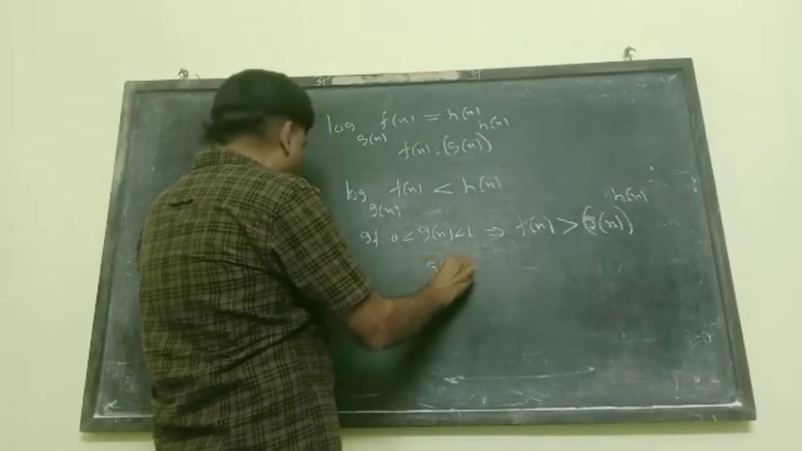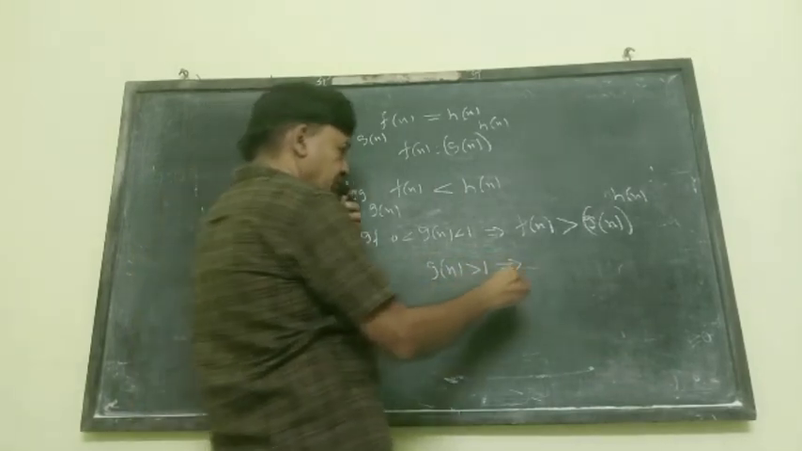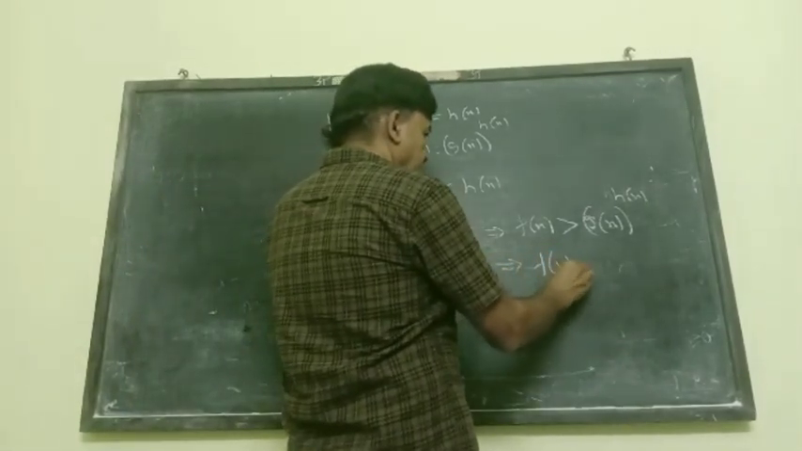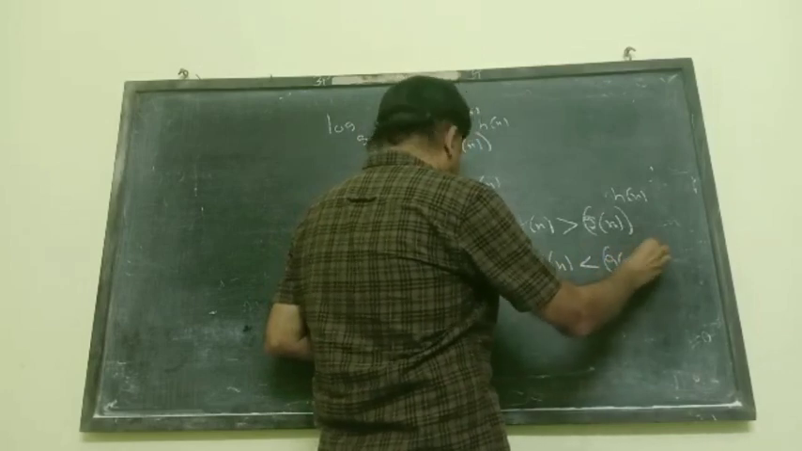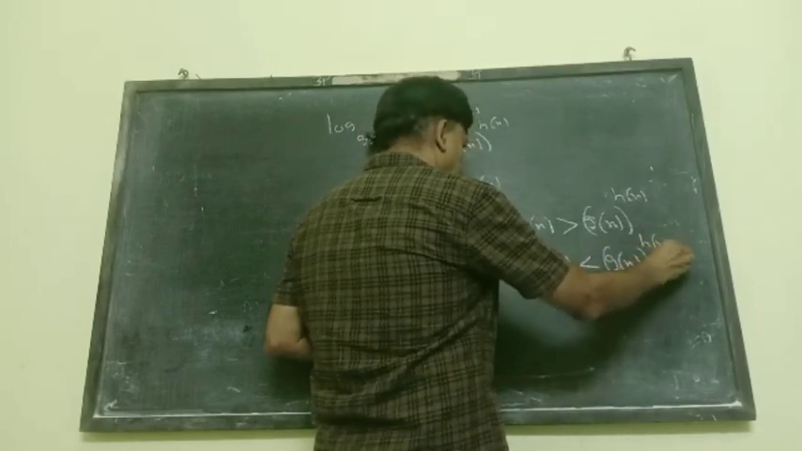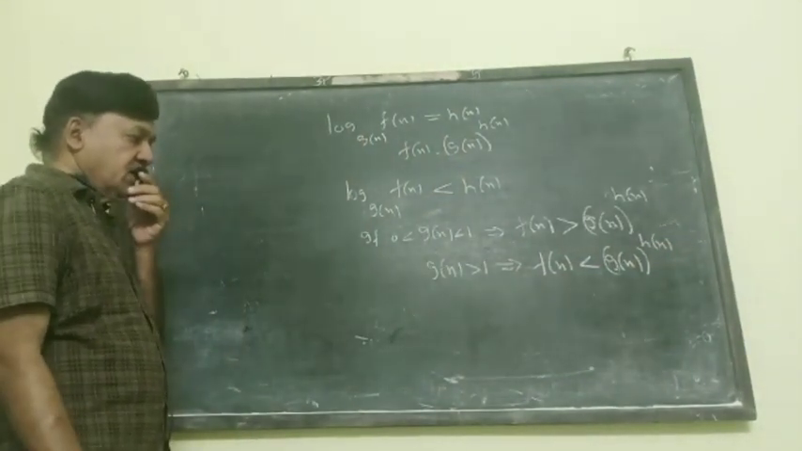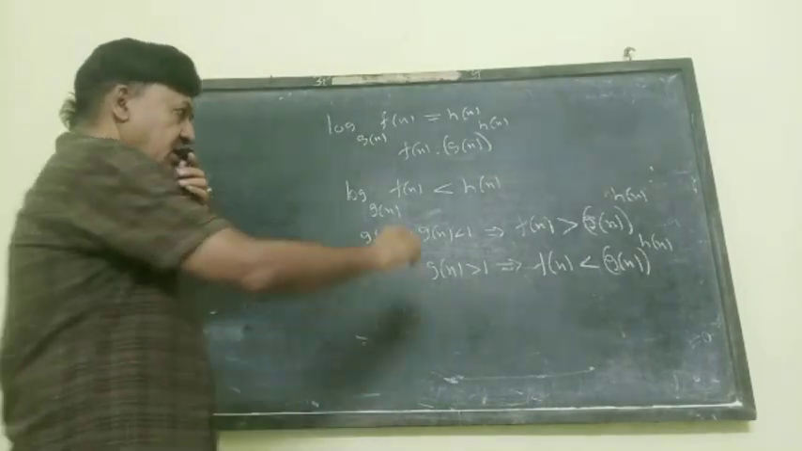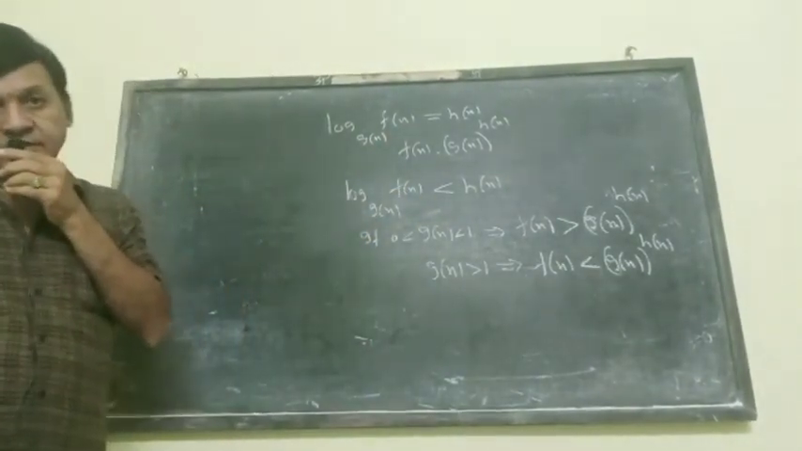If g of x greater than 1, implies f of x is less than g of x to the power of h of x. So g of x greater than 1 means the inequality remains the same. So this is a very important point to notice.